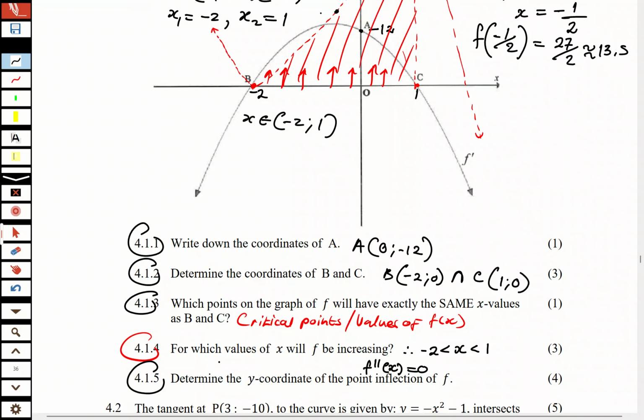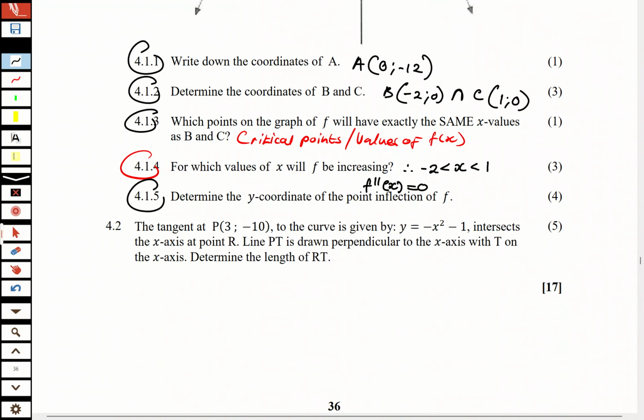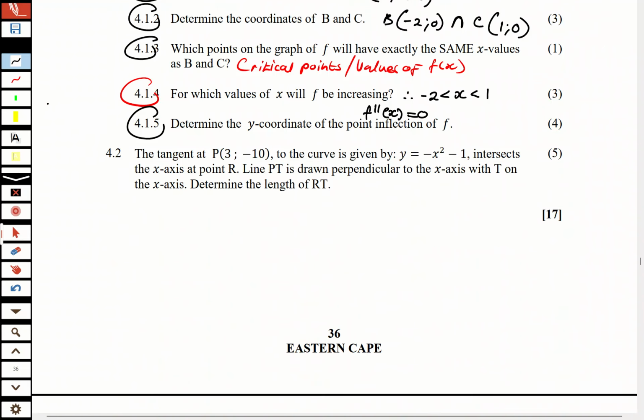They say determine the y coordinate of the point of inflection. So you can say y is simply 13.5, which is the same as 27 all over 2, like that. Yeah? So that's it with that question there. So now let's take a look at the last one for this one.